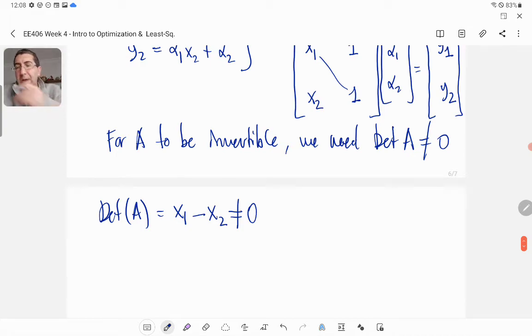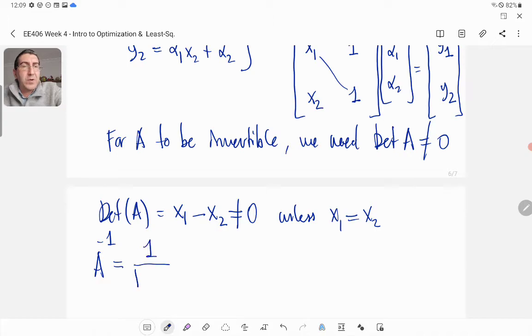Okay? So what is unless x1 equals x2, right? So if that happens, you have a degenerate problem and you cannot find unique alpha 1 and alpha 2. But if that's not the case, we can construct the inverse of A. And what is that? We know that this is 1 over the determinant of A times the adjoint of A. Please review again these concepts, right?